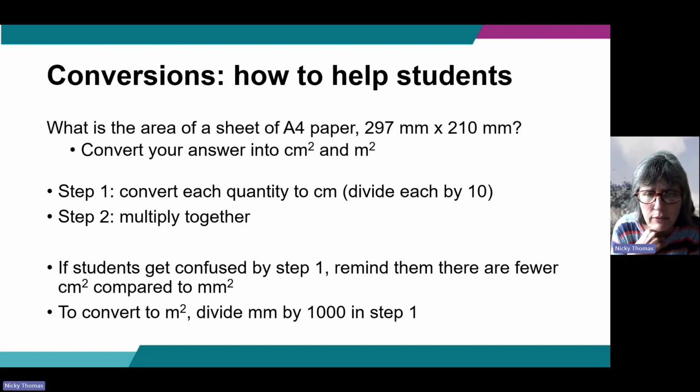And sometimes students get confused. Is the number going to be bigger or smaller? Just remember, you will have fewer centimeters. If I've got my 15 centimeter ruler, I've got 150 millimeters. So I've got to divide to get my centimeters. And if we're doing our calculation in meters squared, instead of dividing by 10, we divide by 1,000. And the answer is 0.624 meters squared.